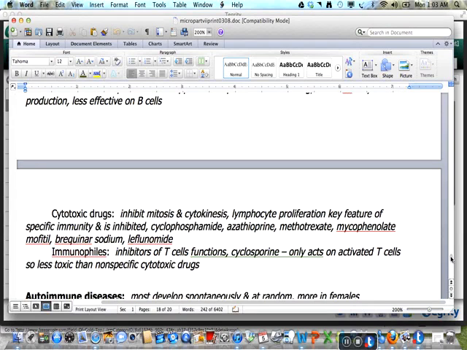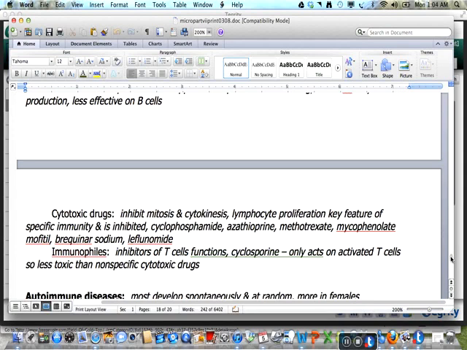Cytotoxic drugs inhibit mitosis and cytokinesis. Lymphocyte proliferation, a key feature of specific immunity, is inhibited. Some examples include cyclophosphamide, azathioprine, methotrexate, mycophenolate mofetil, brequinar sodium, and leflunomide.